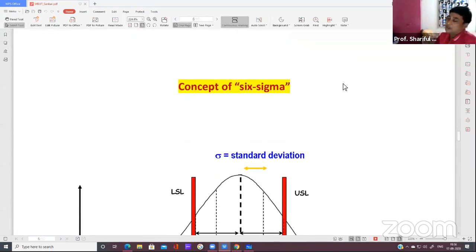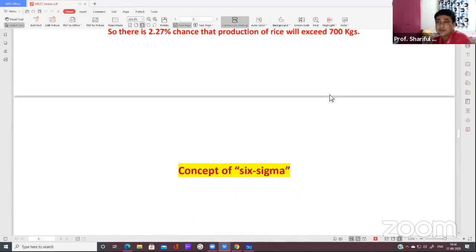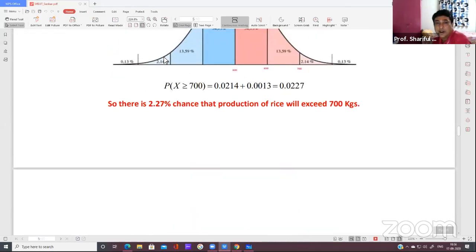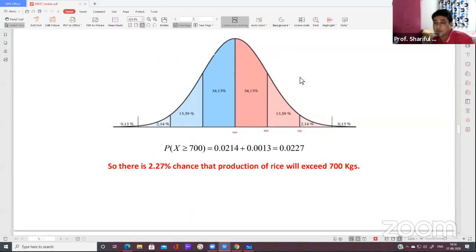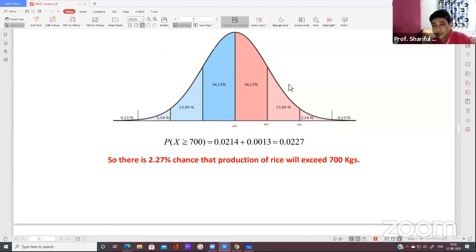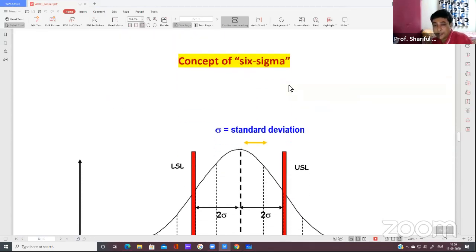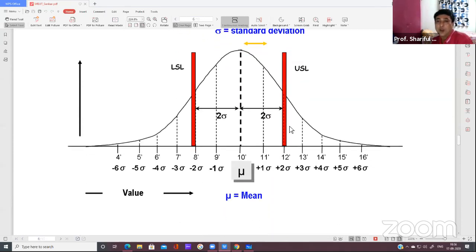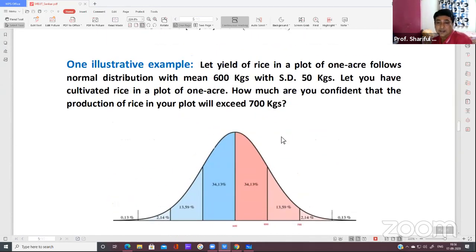Now another concept is the Six Sigma concept. So what is Six Sigma? Since the normal distribution will never truncate, it goes on and on, because suppose the centered molecule is diffusing, it will be diffused from minus infinity to plus infinity. It goes on and on. So we already noticed one thing.